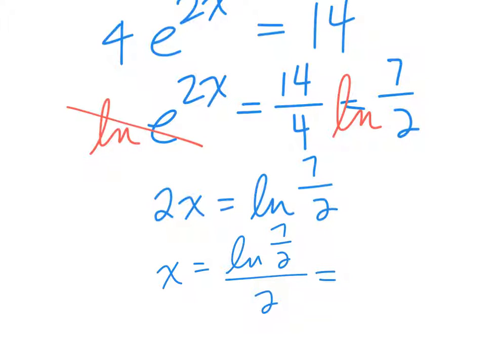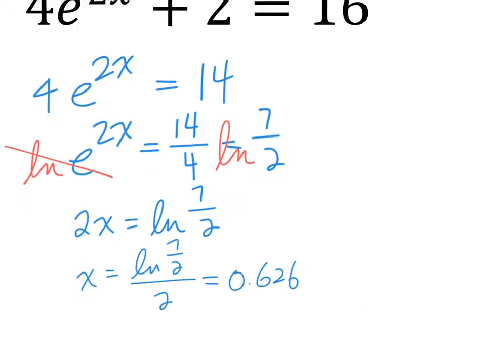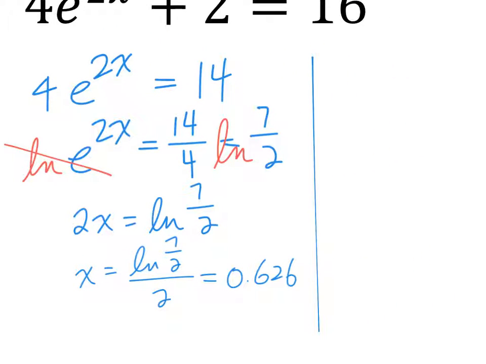Hey, what is your answer? 0.626. Good. Now, let's say you forgot this trick on the test and you got to the point where it was e to the 2x equals 7 over 2. You forgot that natural log and e will cancel. So you decided to just use a regular log, because you remember you had to bring that 2x down, you had to use a regular log. Let's see if it actually works.